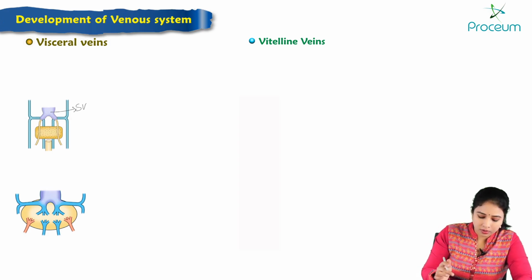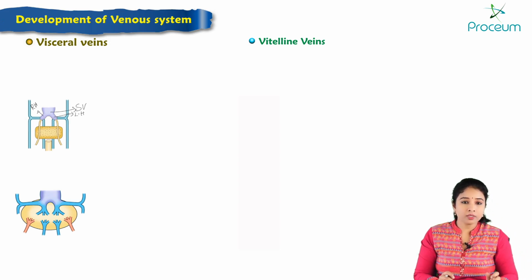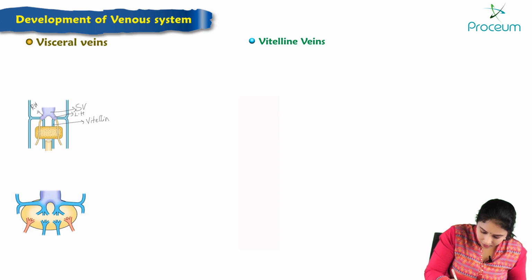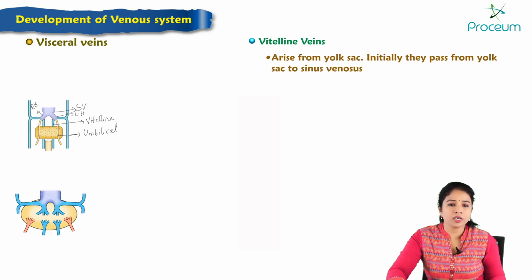So here is the sinus venosus. This is the left horn of the sinus venosus, and here is the right horn of the sinus venosus, and we can see the vitelline veins and umbilical veins opening into it. These are the vitelline veins and umbilical veins.